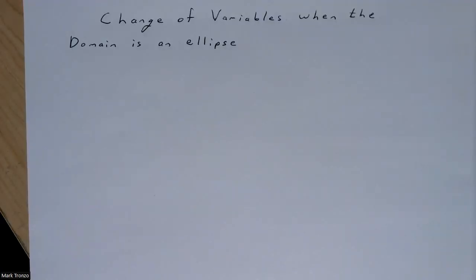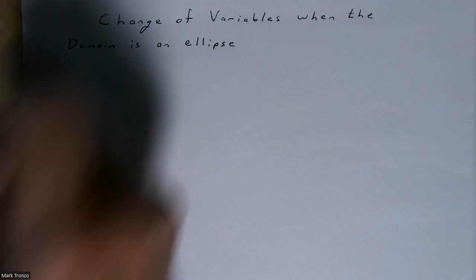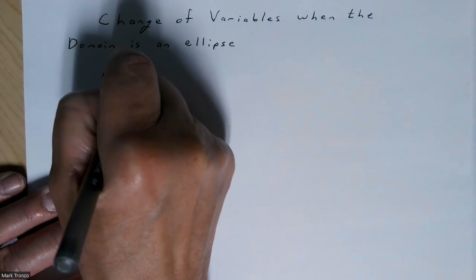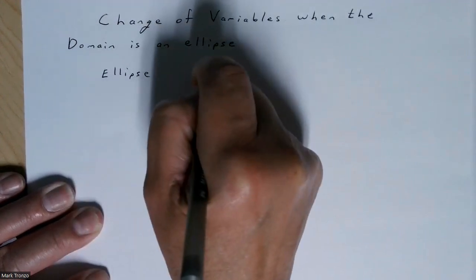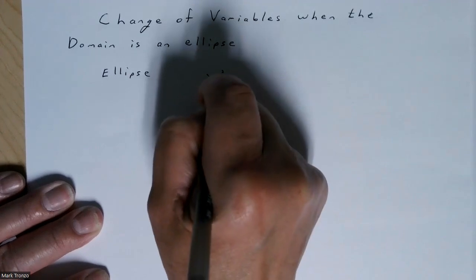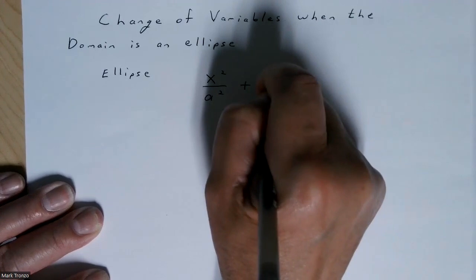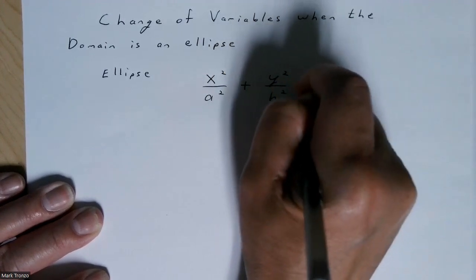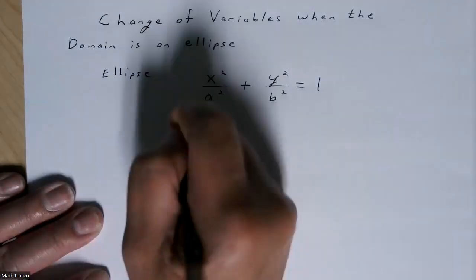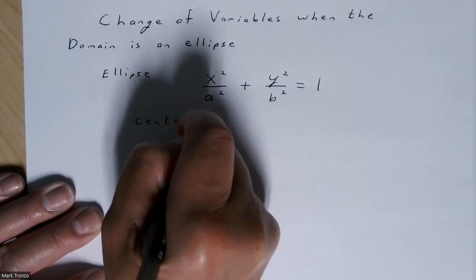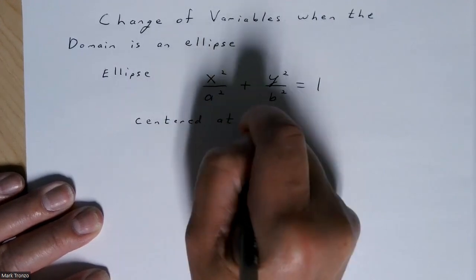Next, we're going to look at the change of variables when the domain is an ellipse. And so let's take a look at the general form of an ellipse. An ellipse is, now this would be centered on the origin. So this would be an ellipse centered at 0, 0.